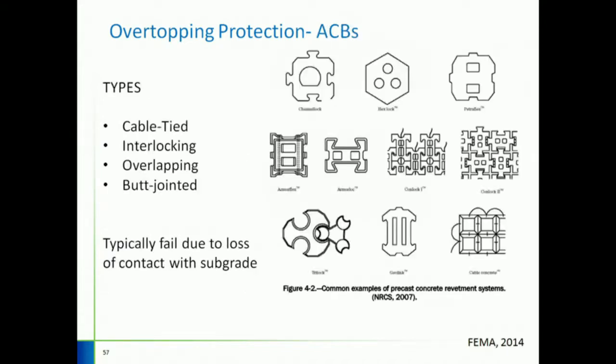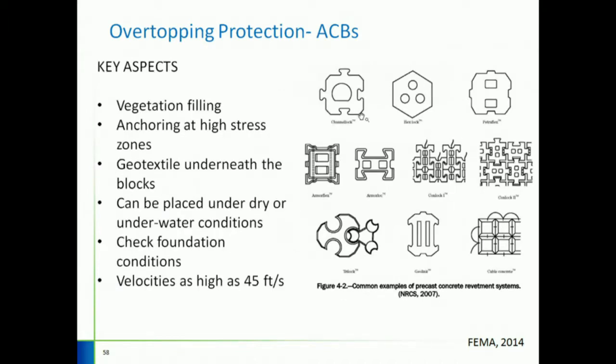The next one is an articulated concrete block, ACBs. On the right, you can see here different types of arrangement or different types of blocks. And these things typically can fail due to loss of contact with the subgrade material underneath it. They can have vegetation filling, and they need to be anchored at high stress zones.